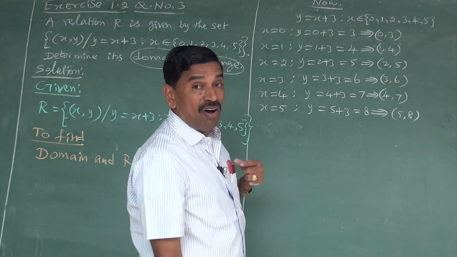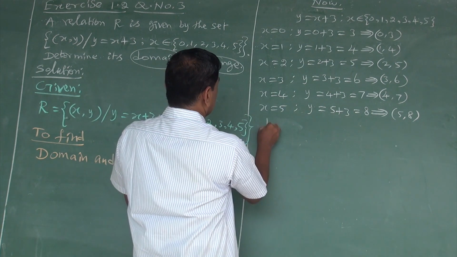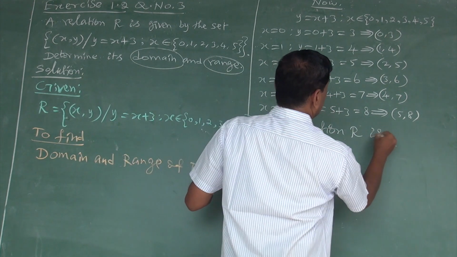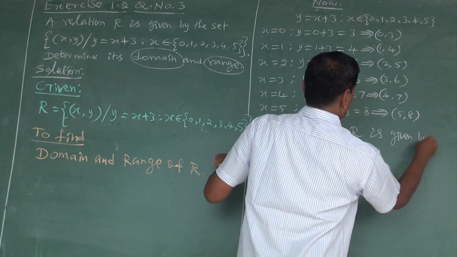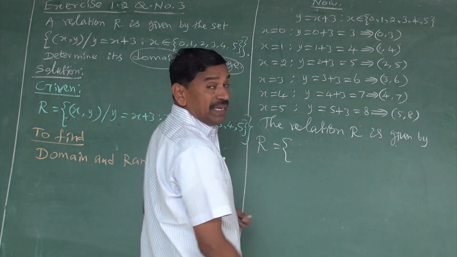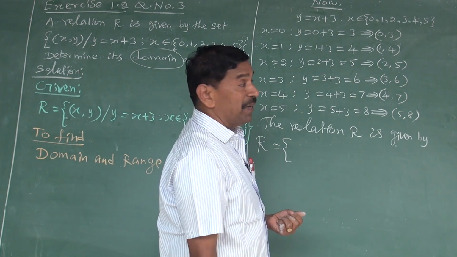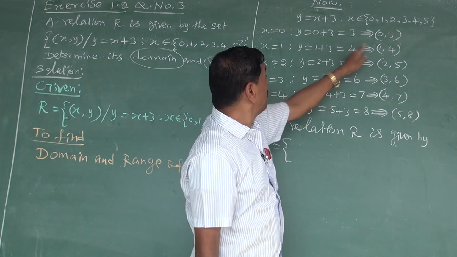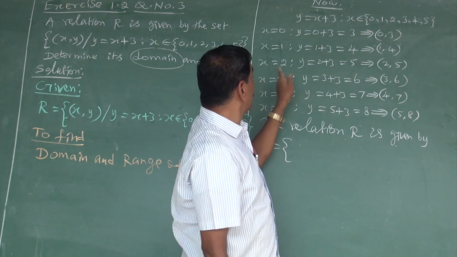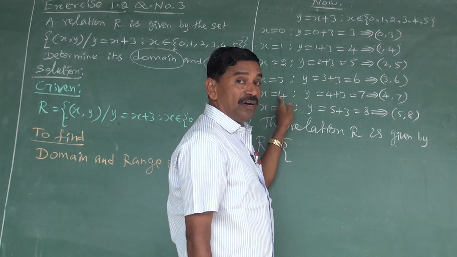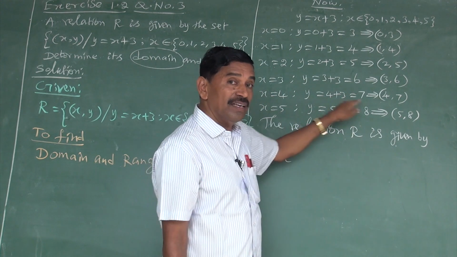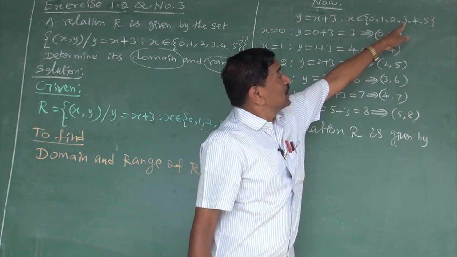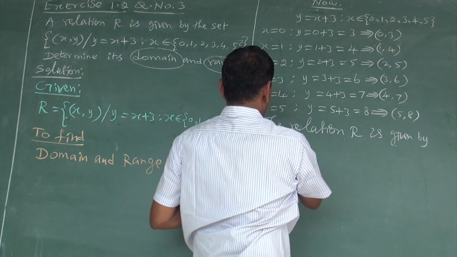Now here after, write the relation R is given by. Anyone? Very good. Set of ordered pairs. What are they? 0 comma 3, 1 comma 4, 2 comma 5, 3 comma 6, 4 comma 7, 5 comma 8. 6 comma is not possible because there is no 6. Write all the ordered pairs in relation R.